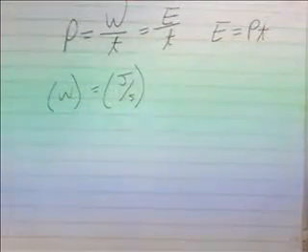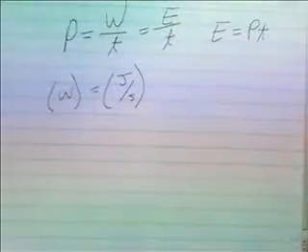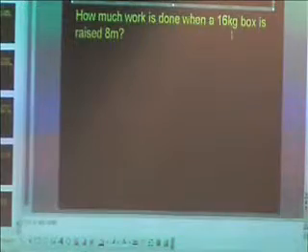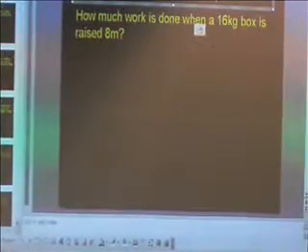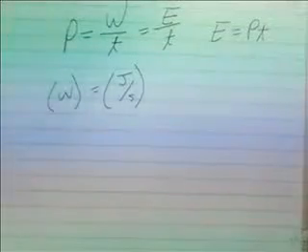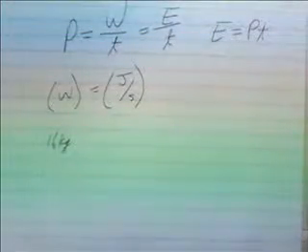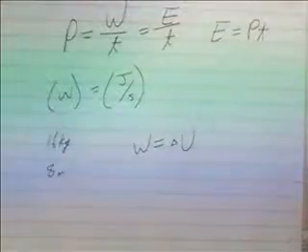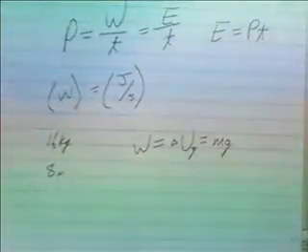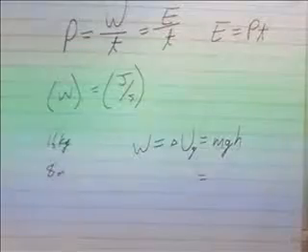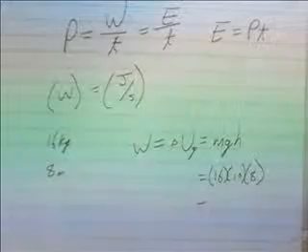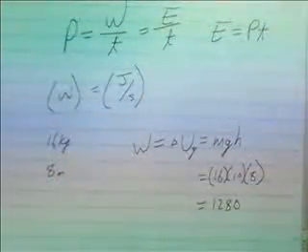So I could do something as easy as this: how much work is done when a 16 kilogram box is raised 8 meters? We had a 16 kilogram block raised 8 meters, and we found the work was equal to the change in potential energy, which was mgh. 16 times 10 times 8 is 1,280 joules.